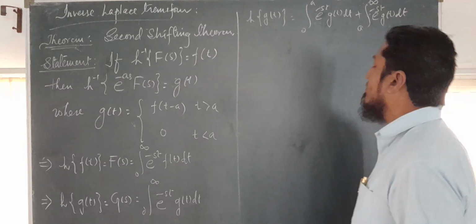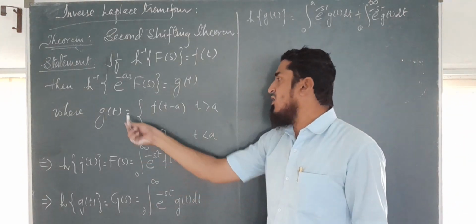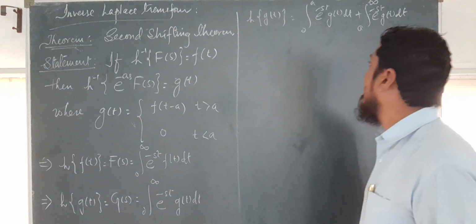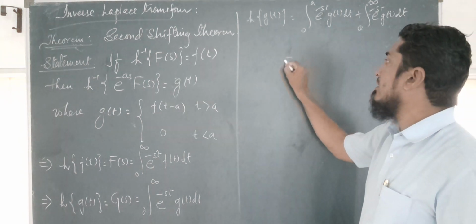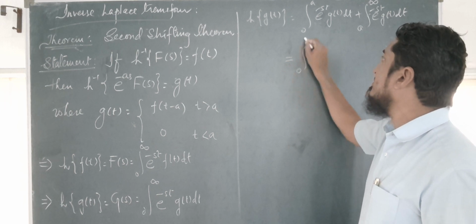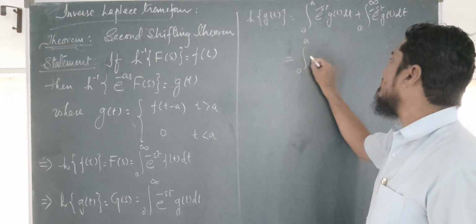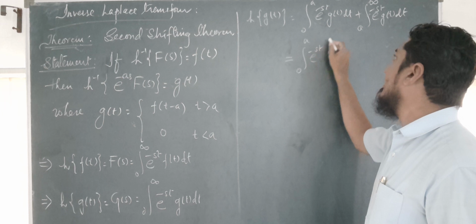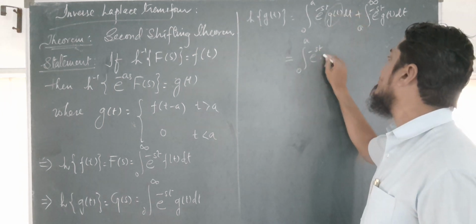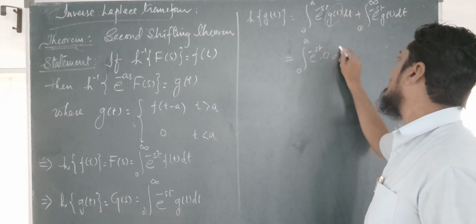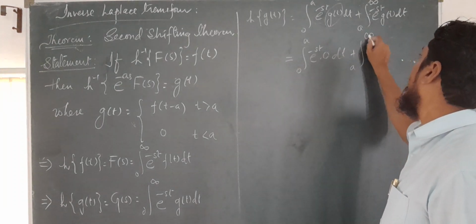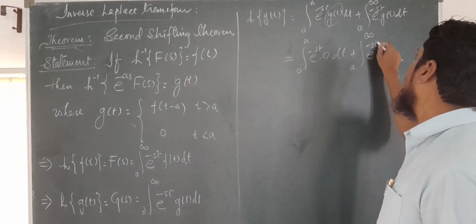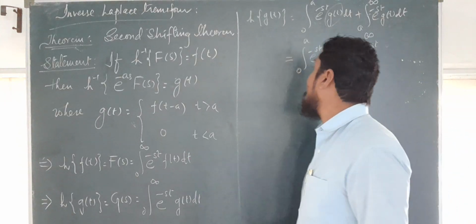Correct? Now put the values of g of t with respect to the interval. We will get integration from 0 to a e raised to minus st, and the value of g of t is equal to 0, dt, plus integration from a to infinity e raised to minus st, and it is f of t minus a.